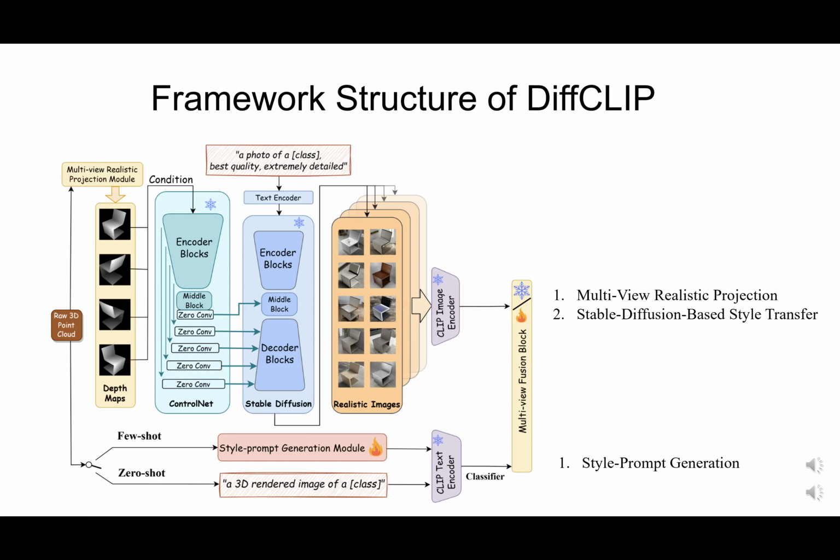Here, we introduce the framework structure of DiffCLIP. For the visual branch, there are two stages. The first one is multi-view realistic projection. In this stage, we use Stable Diffusion to help transfer projected depth maps to a more realistic image style, minimizing the domain gap with the training images of CLIP.